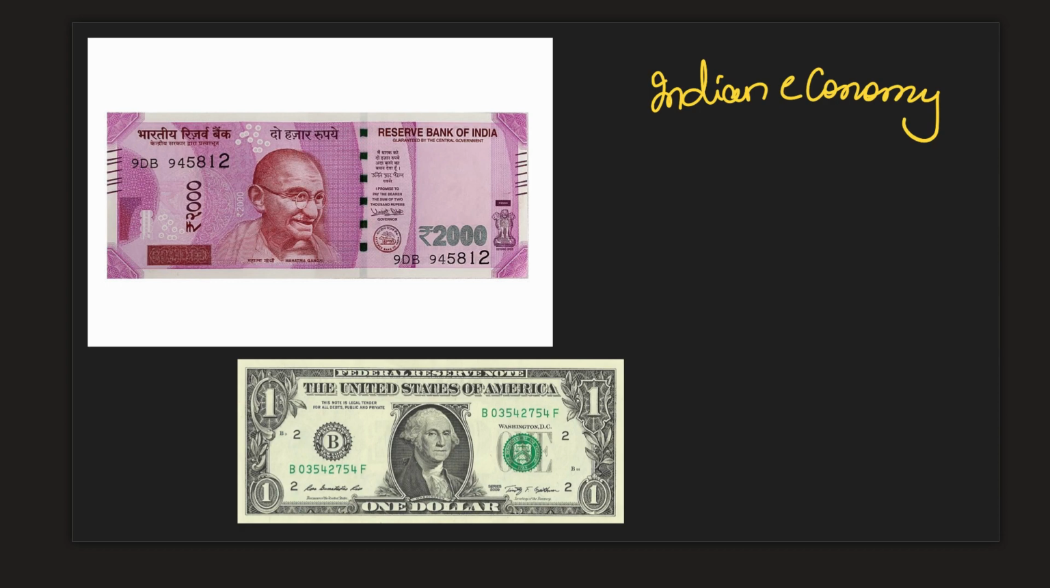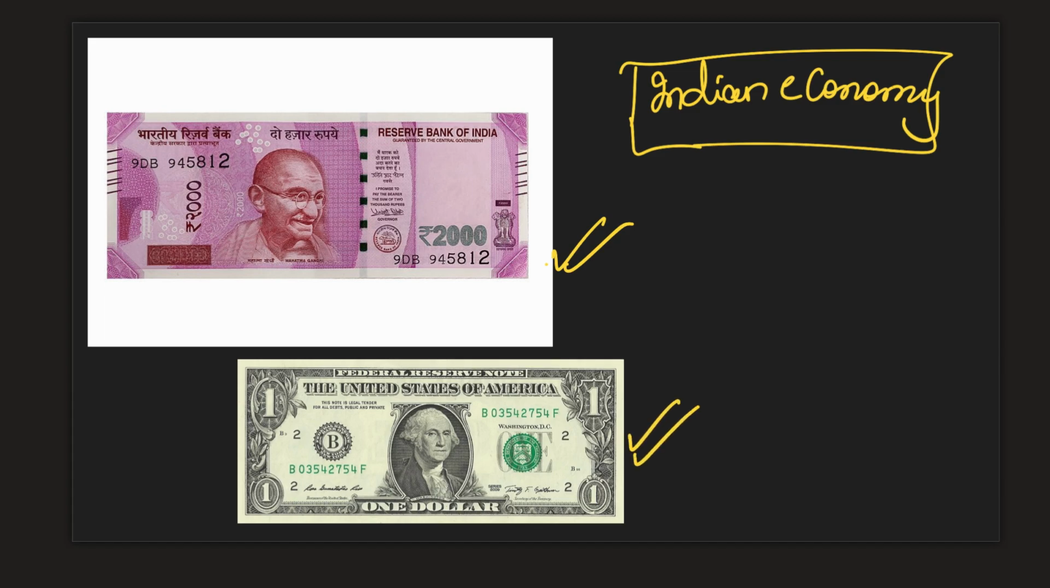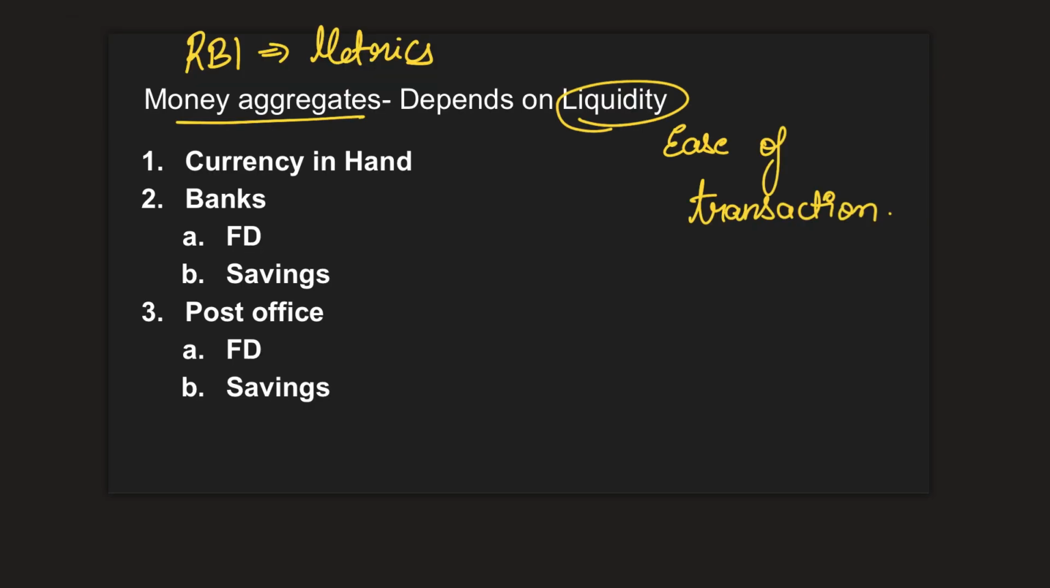Remember that when we are talking about the Indian economy, we are only concerned with the Indian rupee. If you are confused that dollar influx will also be there in our economy, all those will be converted into Indian rupees, and for the sake of convenience we are just focused on the Indian rupee only. So do not get confused and think about any other currency. Now it is very clear that RBI needs certain metrics to decide the amount of cash that is available in an economy. Those metrics are called money aggregates, and they depend on something called liquidity.